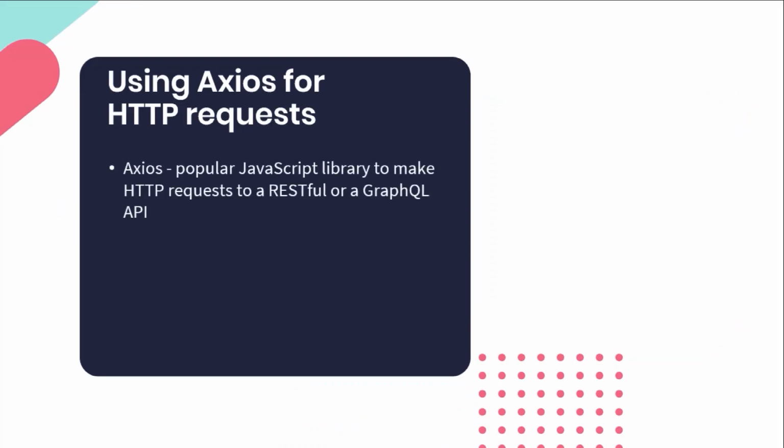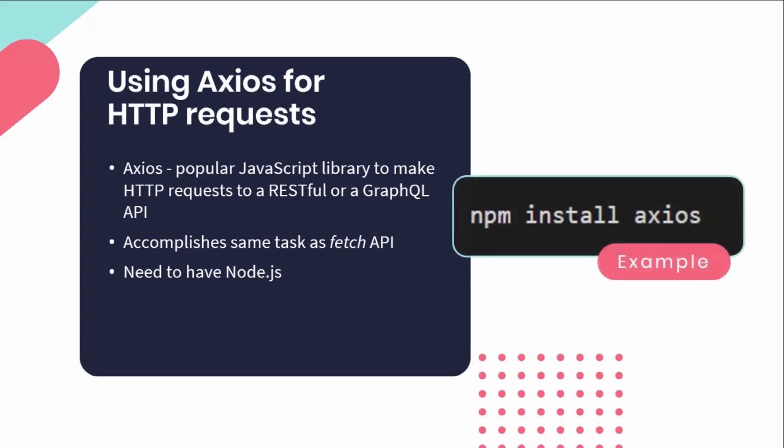Axios is a very popular JavaScript library that allows you to make HTTP requests to a RESTful or a GraphQL API. Axios accomplishes the same task as the Fetch API, provided by many web browsers. To use Axios, you need to have Node.js installed on your computer. Then you can add Axios to your project. To accomplish this, you just run the following command in your terminal.